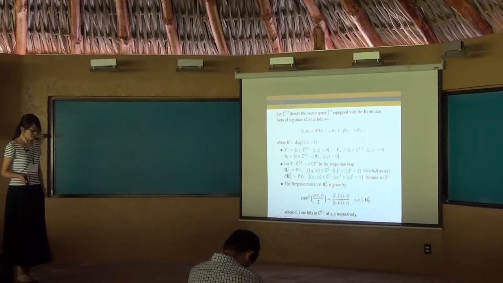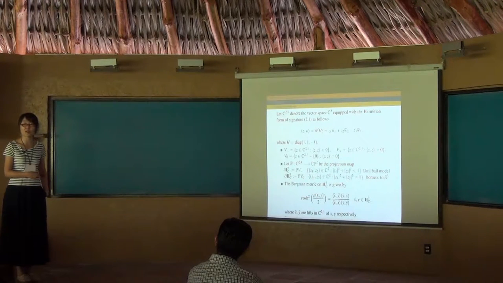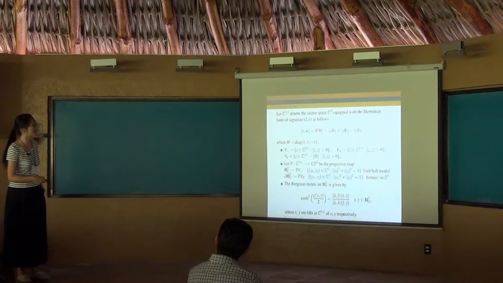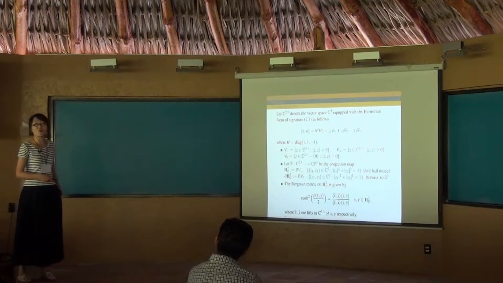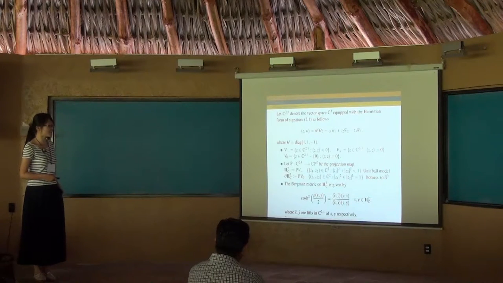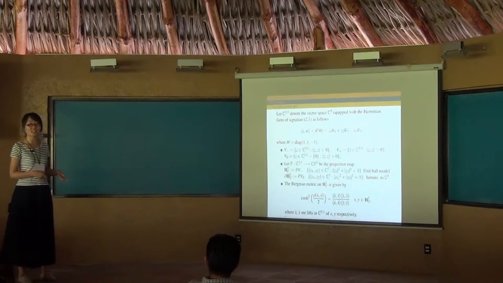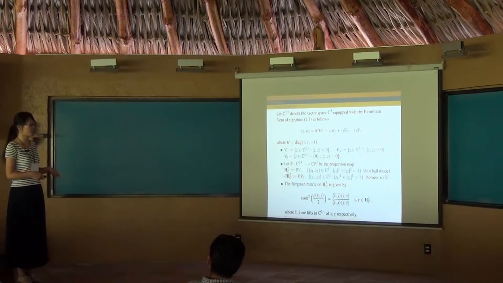And this complex hyperbolic space HC2 has a very natural metric called the Bergman metric. Now we give the form, writing it in the form of a Hermitian form. Here x tilde, y tilde are lifts in C2,1, and it's easy for us to check that this Bergman metric is independent of the choice of the lifts.